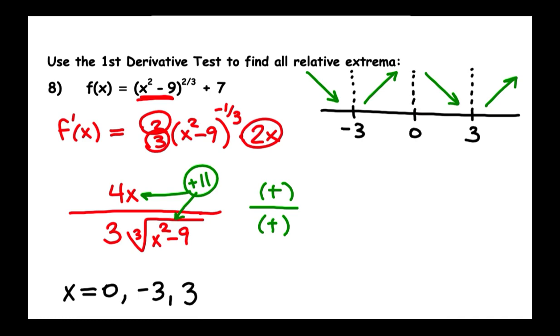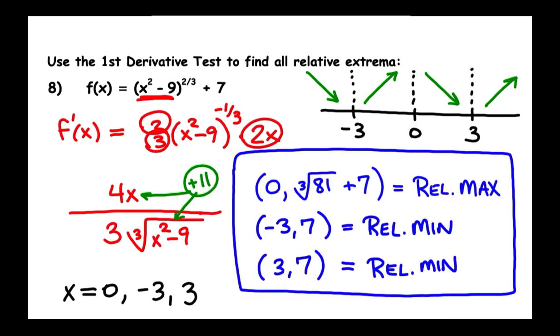We'll find some values. We have a relative maximum at 0, at x equals 0. If you put the 0 into the original problem, you're going to get a big mess. You're going to get the cube root of negative 9 squared. You're going to get the cube root of 81 plus 7. And that's right about 11.327. Eesh. There you have it.